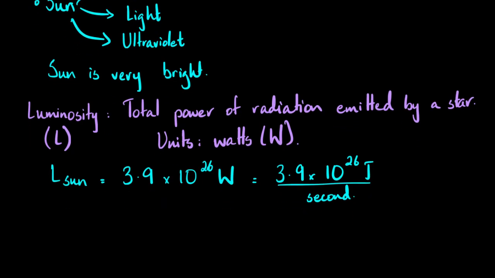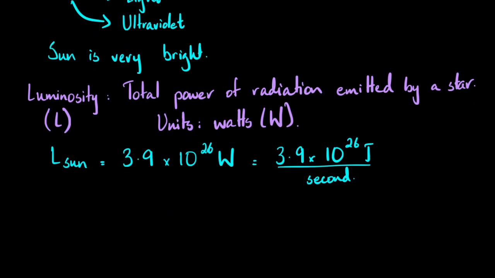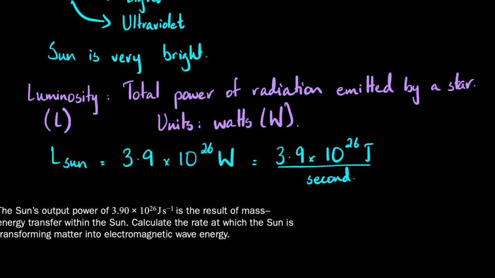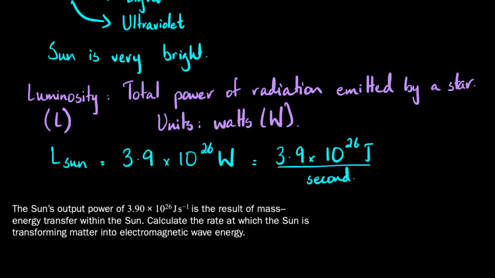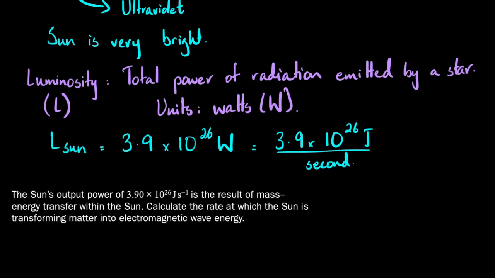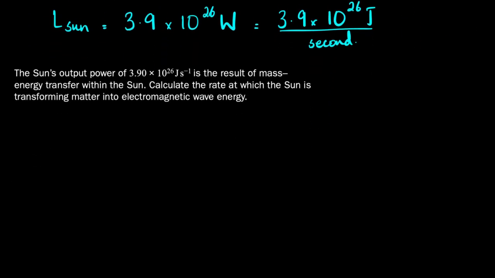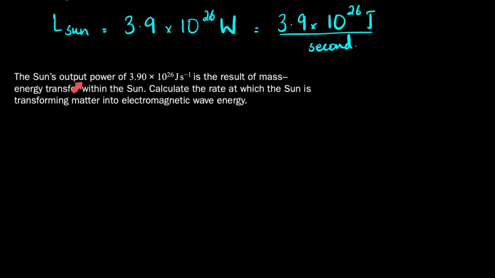And earlier we were also talking about how this energy is actually generated. So we know that this is due to nuclear fusion. Now I have a question for you to do. Let's see if you can do this. So this is the question. The Sun's output power of 3.90 times 10 to the 26 joules per second is the result of mass energy transfer within the Sun. Calculate the rate at which the Sun is transforming matter into electromagnetic wave energy.